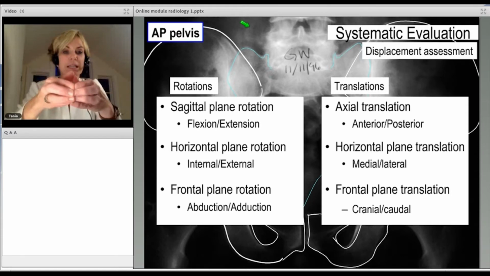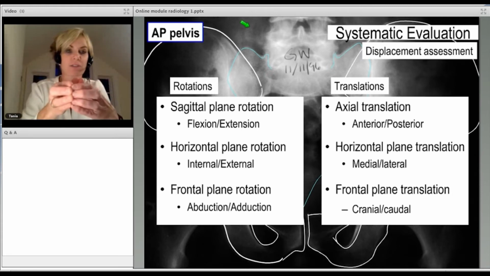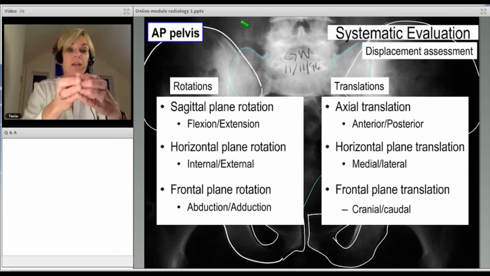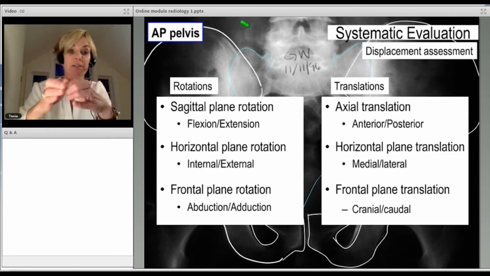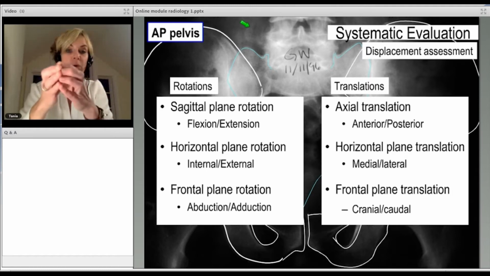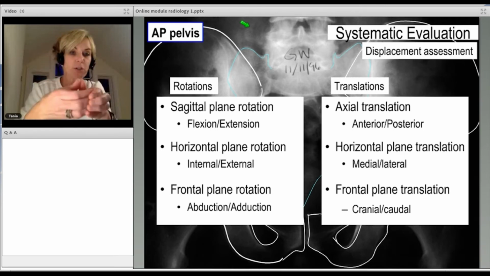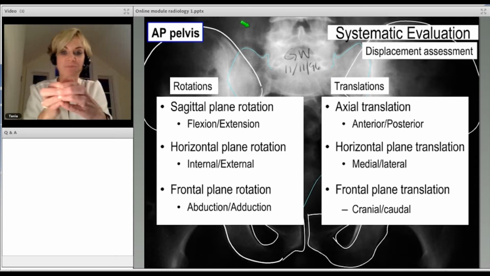Now, we don't see a lot of injuries with an abduction-adduction component to it. But one of the things we can create iatrogenically, imagine if we overcompress the SI joint cranially and open up the inferior joint, we can cause, and commonly do cause, an iatrogenic abduction deformity. So again, sagittal plane flexion extension, medial, lateral, or internal, external rotation, and then abduction, adduction.